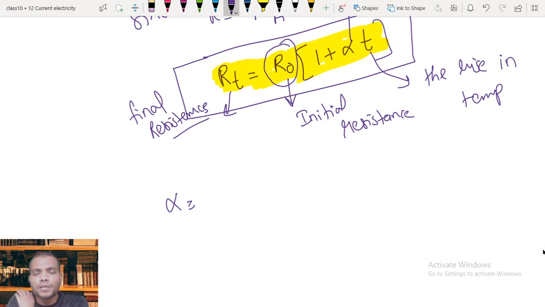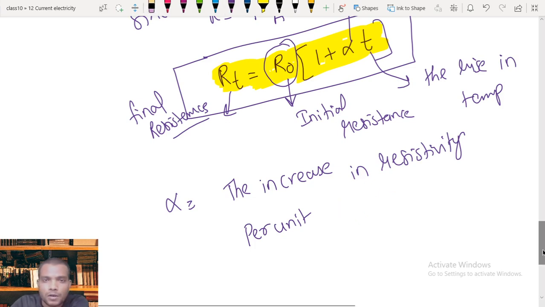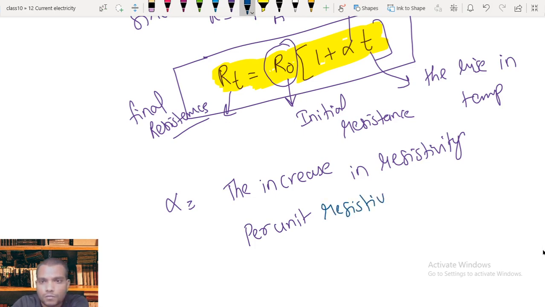Alpha, particularly the temperature coefficient of resistivity, may be defined as the increase in resistivity per unit resistivity per degree rise in temperature. The increase in resistivity per unit resistivity per unit temperature.